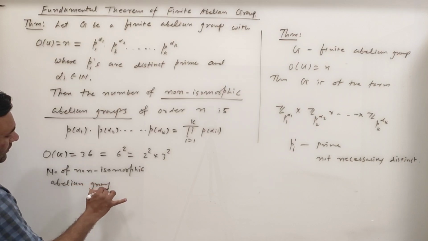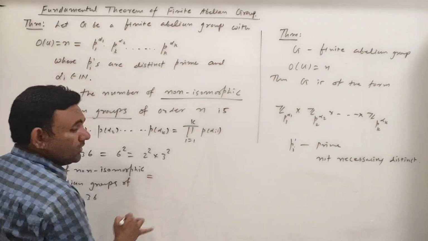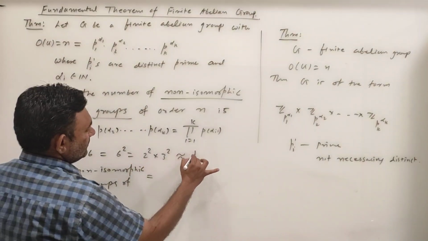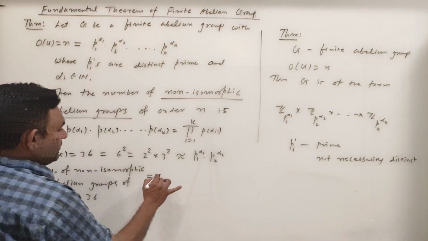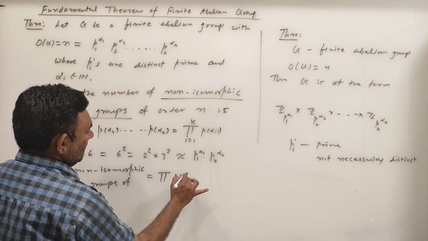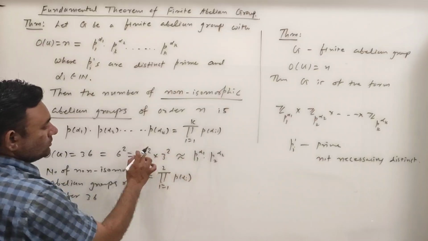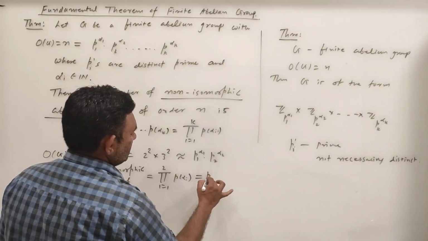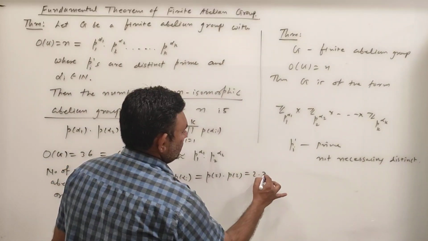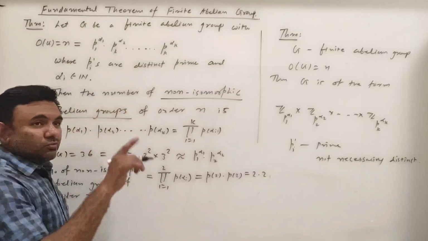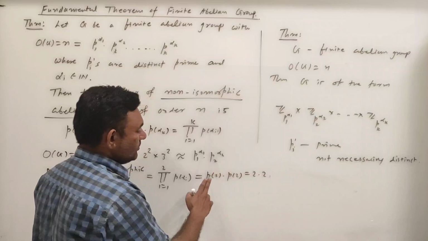abelian groups of order 36 is equal to, so you compare this with p1 raised to alpha 1 into p2 raised to alpha 2. So it is the product of p of alpha i, i equal to 1 to 2. Here alpha 1 is 2 and alpha 2 is also 2. That is p of 2 into p of 2. p of 2 is what? 2 into 2. Partitions of 2: 1 plus 1 and 2. So there are 2 partitions of 2. The total number of partitions of 2 is 2.